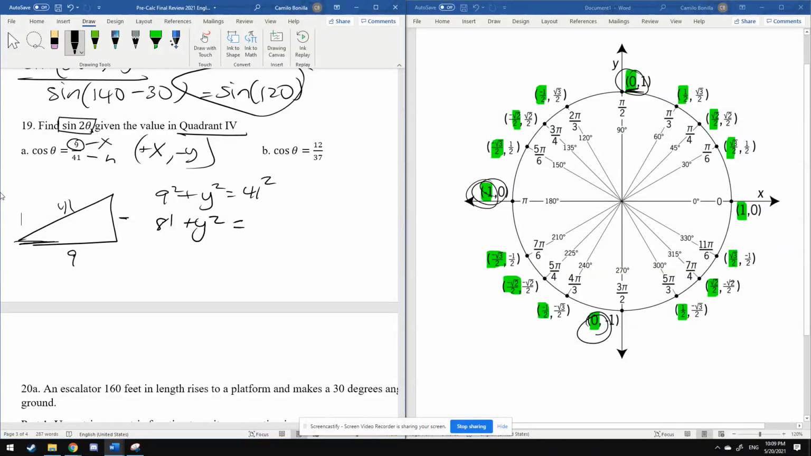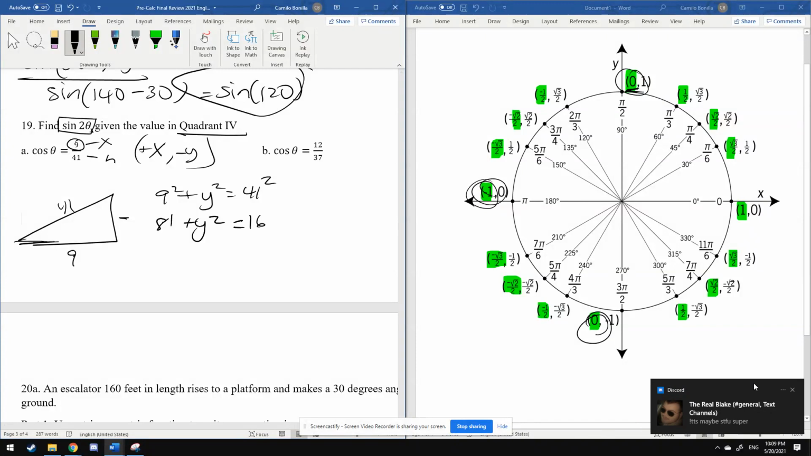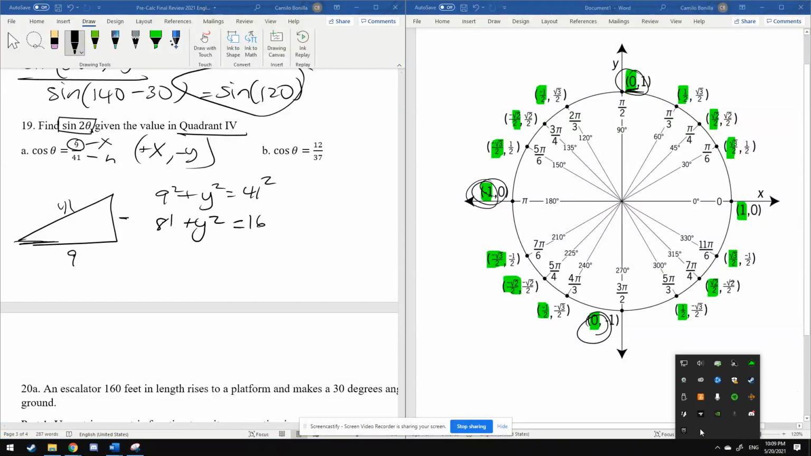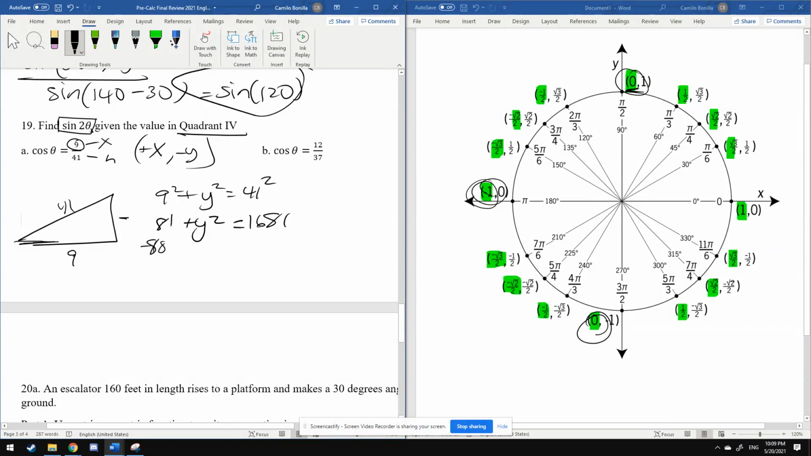41 times 41, you could do this on your phone. 1681. Subtract that 81. Y squared is 1600. And when you take the square root of that, the square root of 1600 is 40. So this is negative 40.